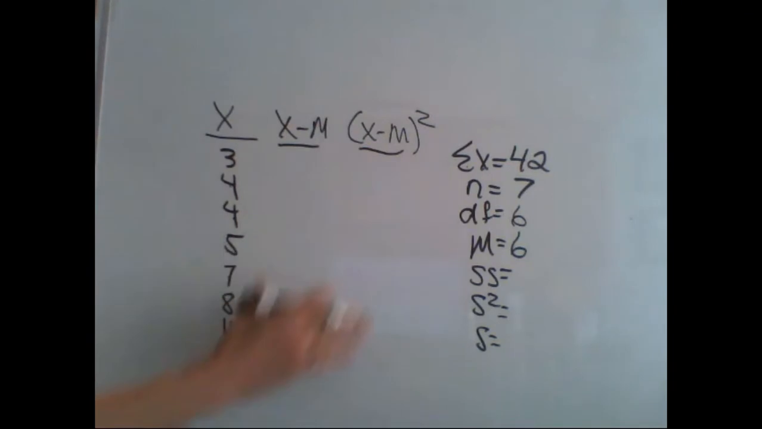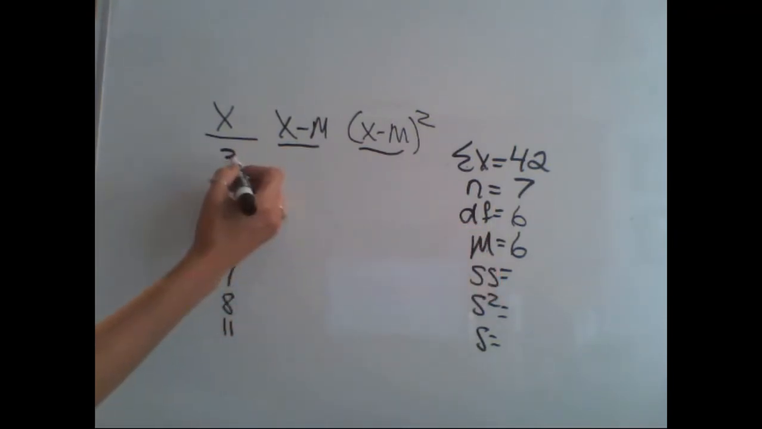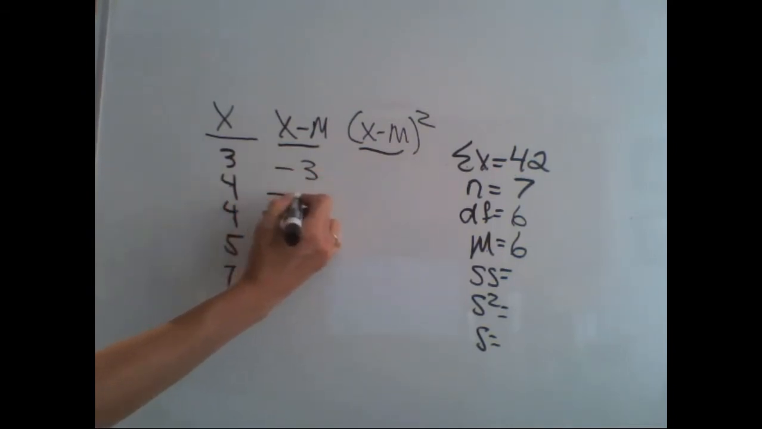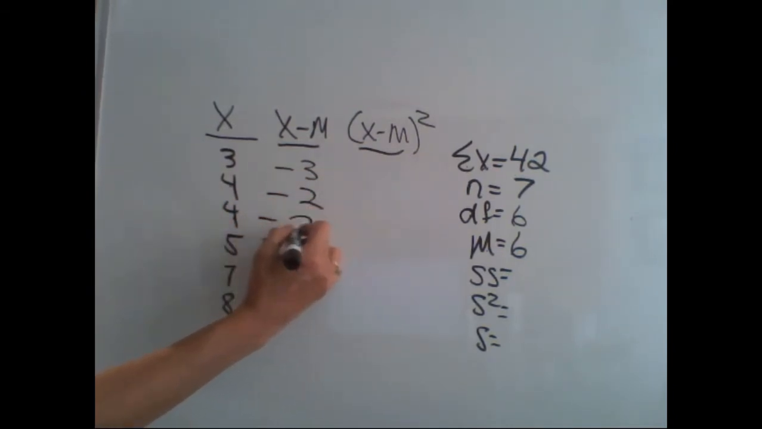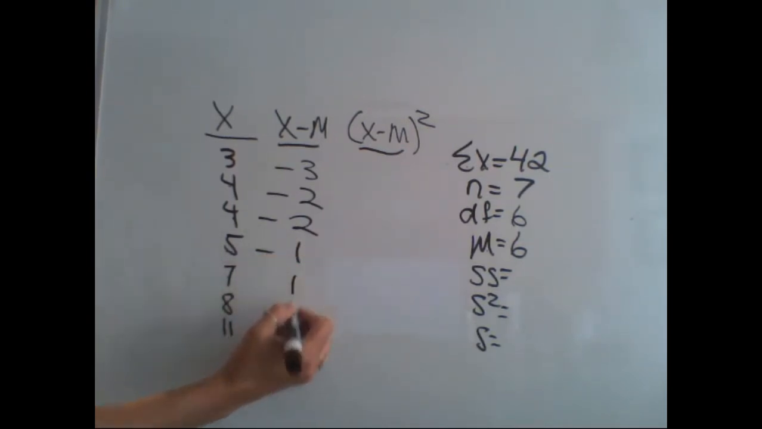All right, let's go back to finding our sum of squared deviations, or our sum of squares. We're going to take each number and subtract the mean of 6. So 3 minus 6 is minus 3. 4 minus 6 is minus 2. 5 minus 6 is minus 1. 7 minus 6 is 1. 8 minus 6 is 2. 11 minus 6 is 5.